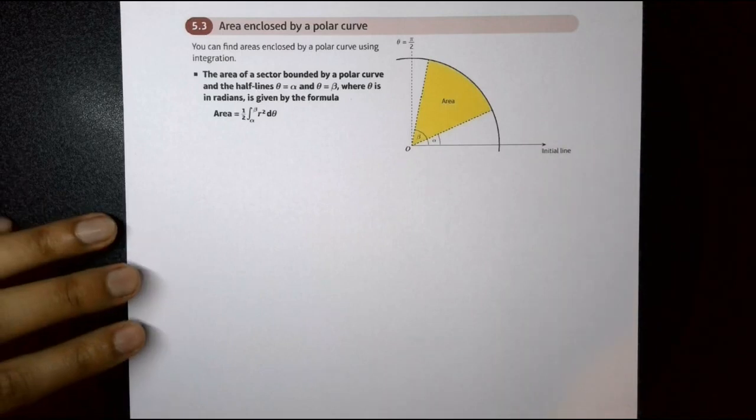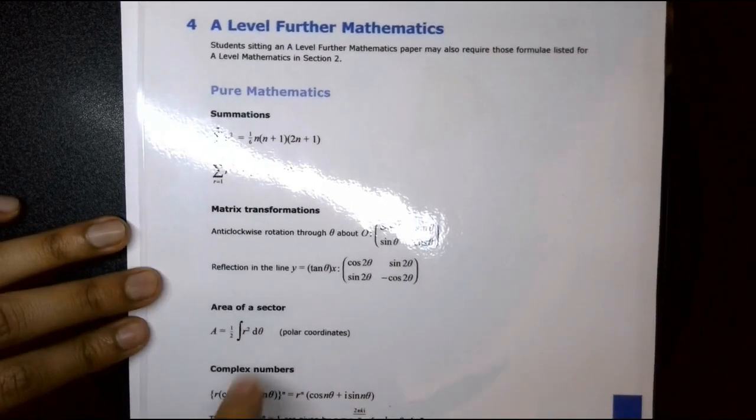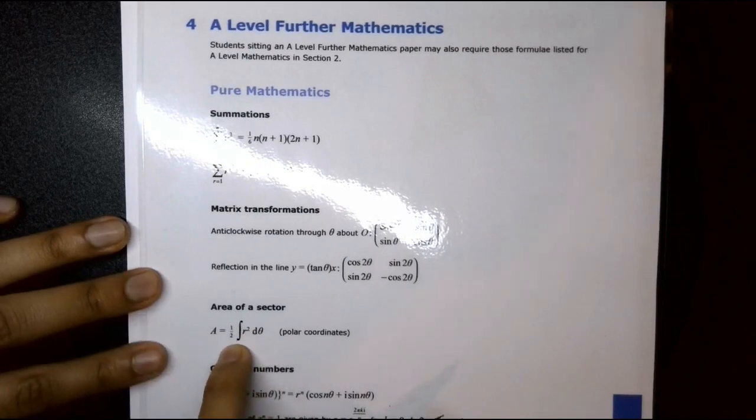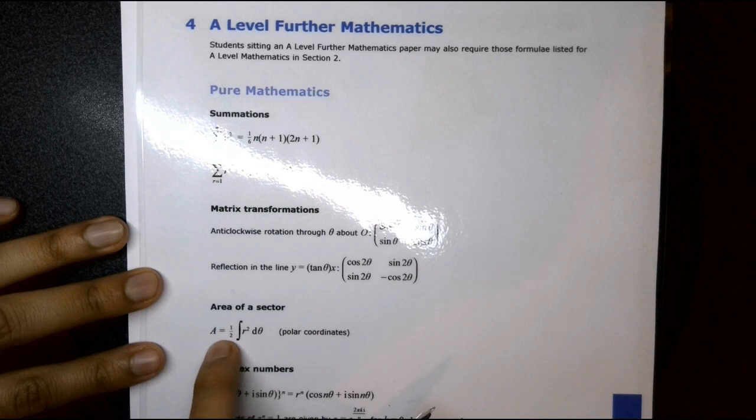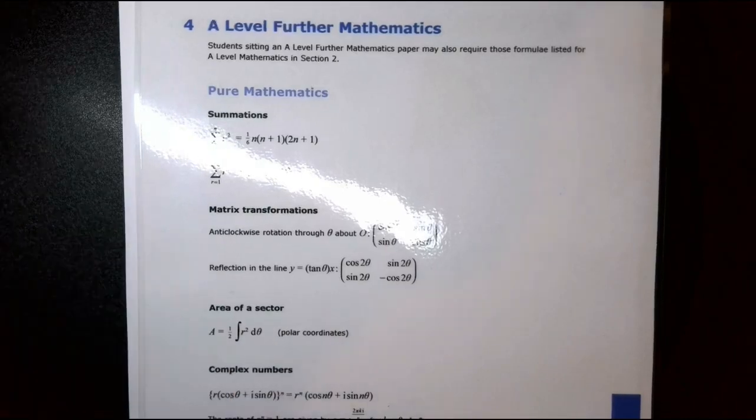Now happily for us, in the formula book, you'll notice over here this formula is given. The area of a sector, that's equal to 1/2 lots of the integral of r squared with respect to theta.